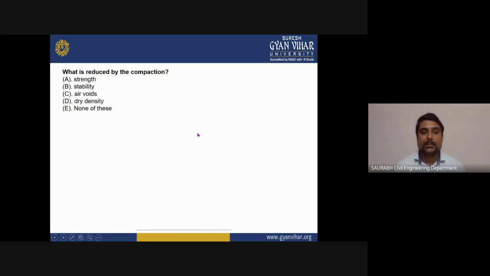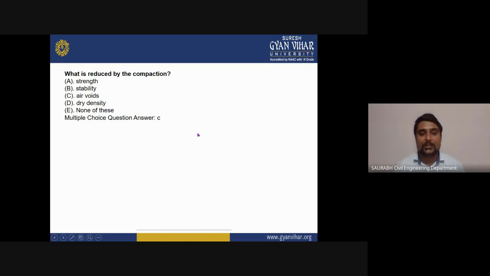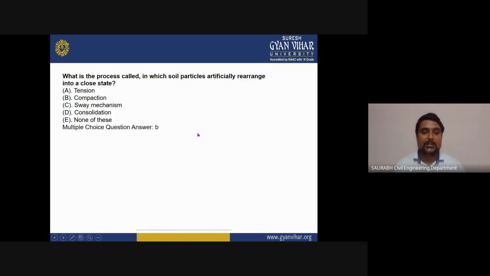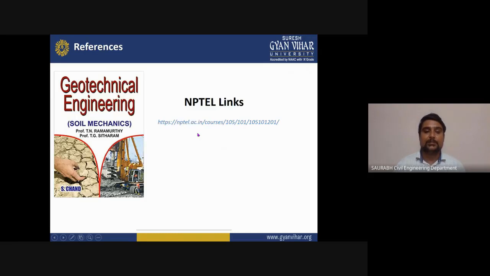What is reduced by compaction? Strength, stability, air voids, dry density, none of these. Here the right answer will be C. Compaction reduces the air voids from the soil sample. What is the process called in which soil particles are artificially rearranged into a closer state? Tension, compaction, swim mechanism, consolidation, none of these. Here the right answer will be B, which is compaction.